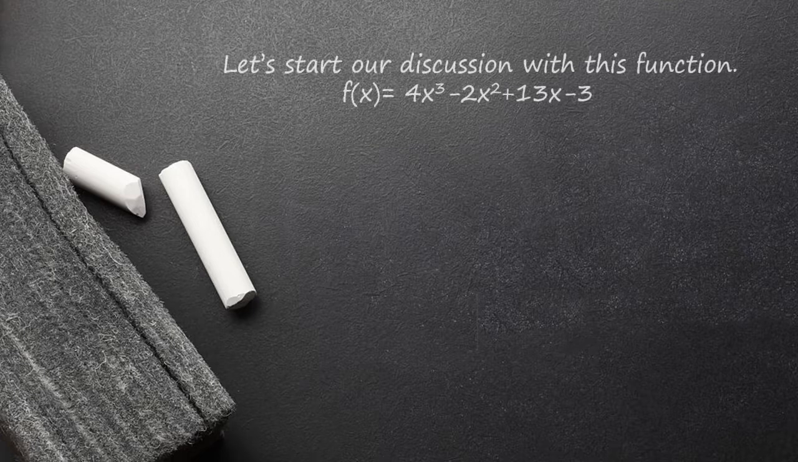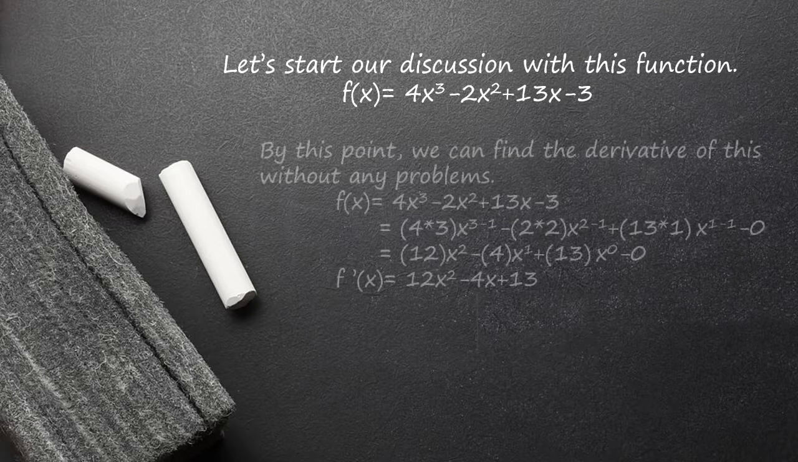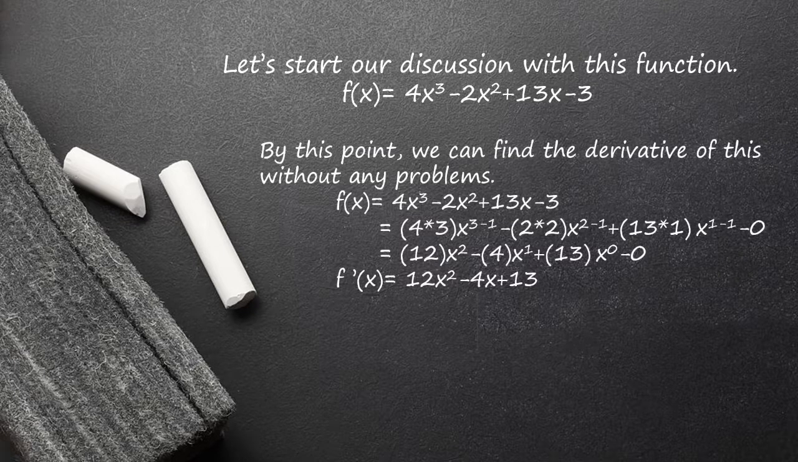Let's start our discussion with this function: 4x cubed minus 2x squared plus 13x minus 3. By this point, we can get the derivative of this without any problems. f of x is equal to 4x cubed minus 2x squared plus 13x minus 3. In this function, we will use the power rule in finding the derivative, in which the exponent of the variable is being multiplied by its constant, and the power is subtracted by 1. So 4 times 3, x raised to 3 minus 1, minus 2 times 2, x raised to 2 minus 1, plus 13 times 1, x raised to 1 minus 1, minus 0.